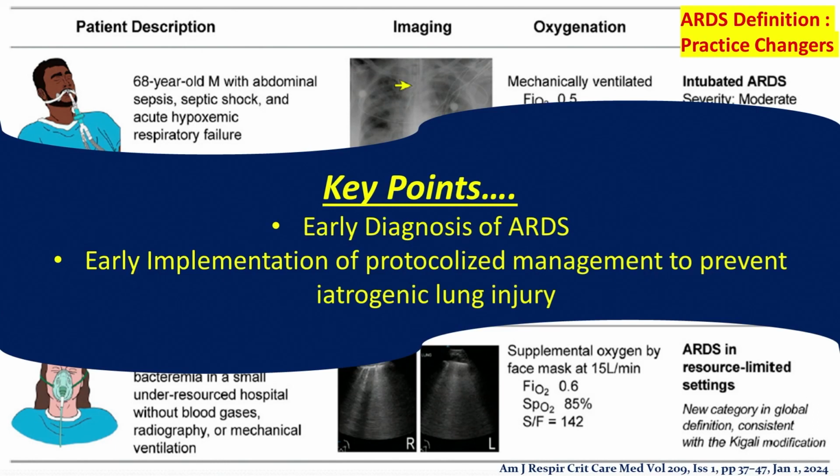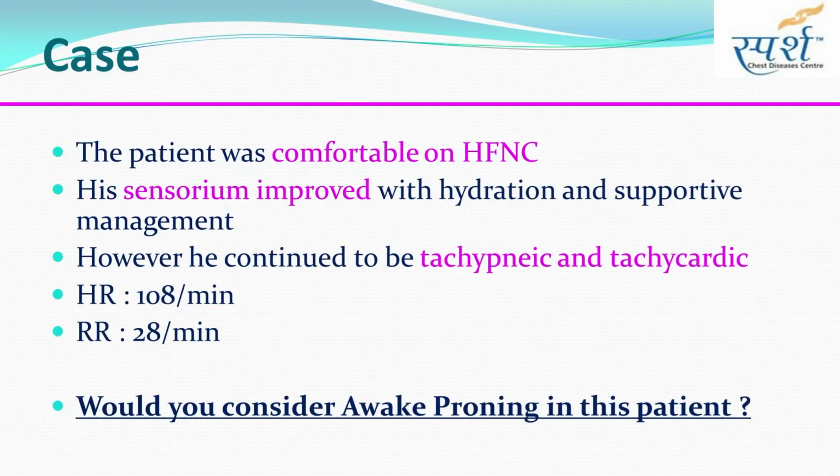Why? Because even till date, we don't have any therapy which improves mortality in ARDS when we treat ARDS. It is the etiology. But as far as ARDS management goes, we still don't have any effective therapies. So the only therapy is supportive, which means we have to prevent iatrogenic lung injury. And that can only be possible if you implement ARDSNet protocols early in management, and that is only possible if you identify ARDS early. So those are the key points.